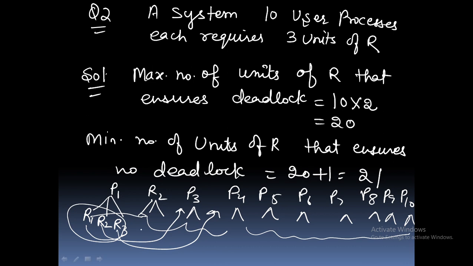And thus you can say that the minimum number of units of resource that ensures no deadlock, that is 20 plus 1 equal to 21, because the number of units that each process holds is 1 less than its maximum demand. This is the method to calculate in the worst case. Now next question.